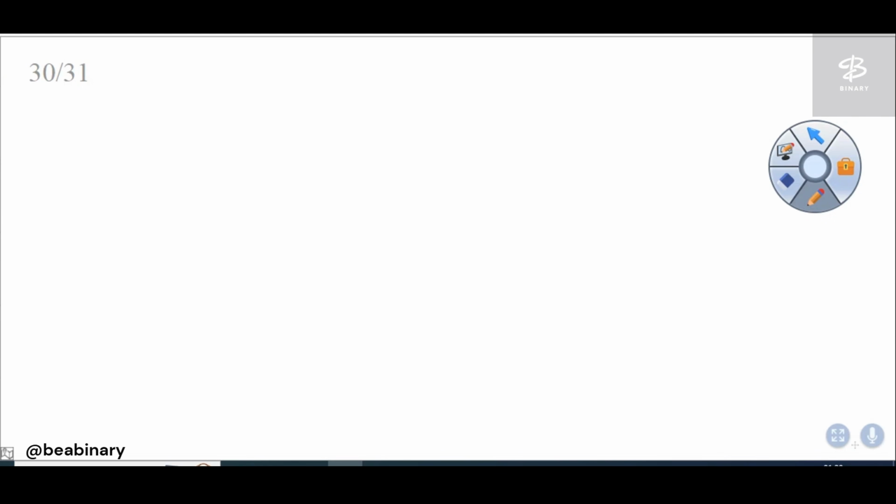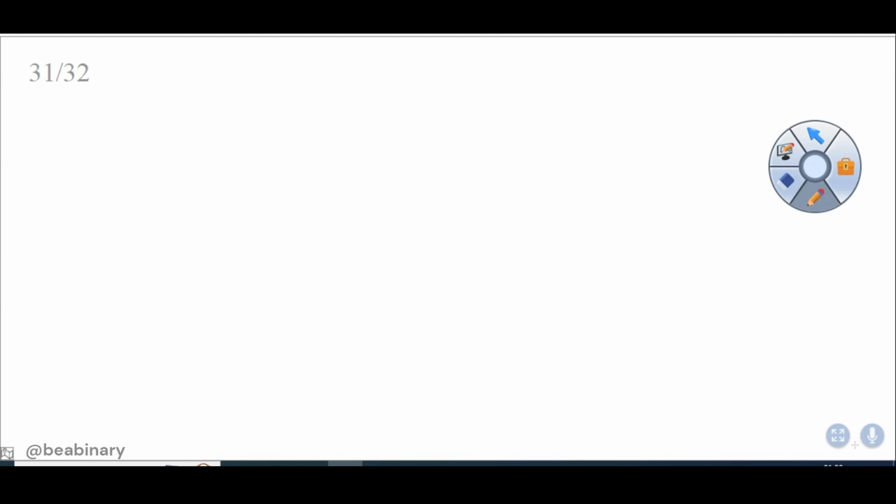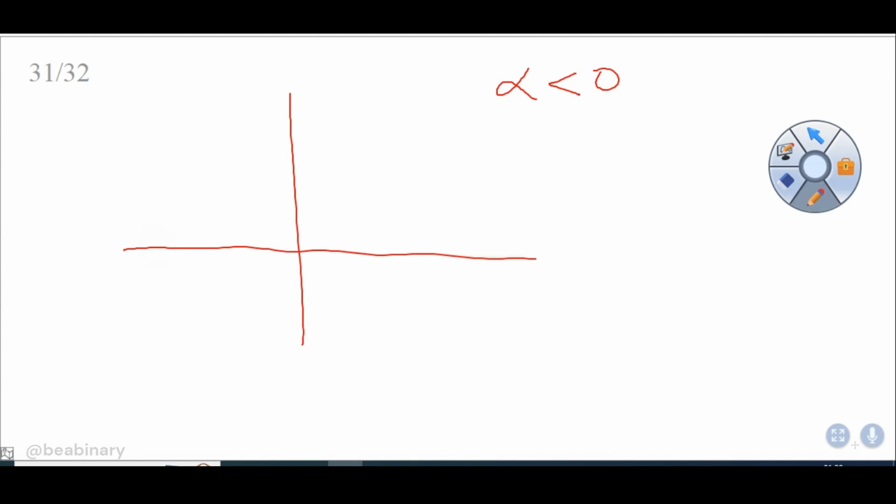And when I talk about alpha greater than 0, in this case, the graphical representation of x of t, this is your t, will be something like this. This point is A. When I am talking about alpha less than 0, this is x of t, this is t, this will be represented as this, and this point is A.